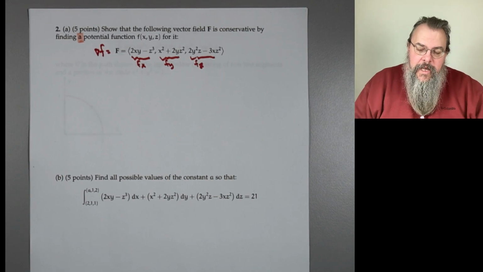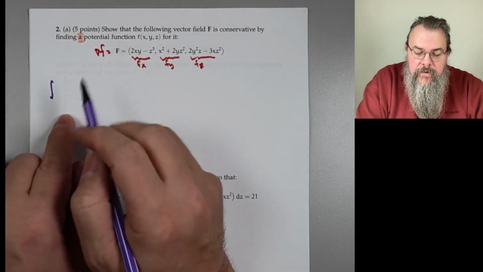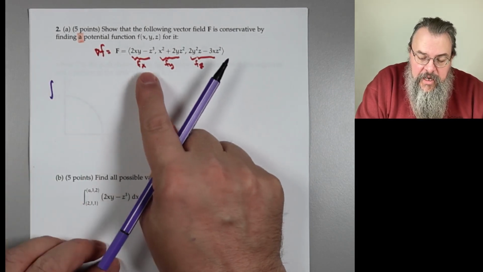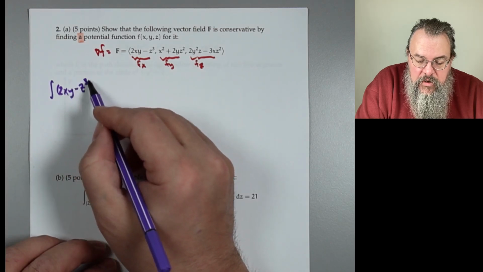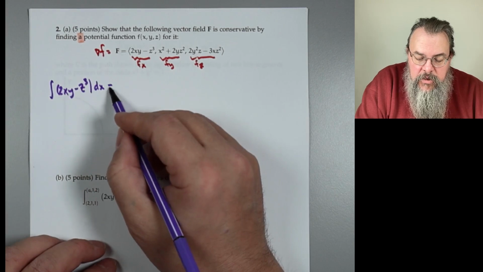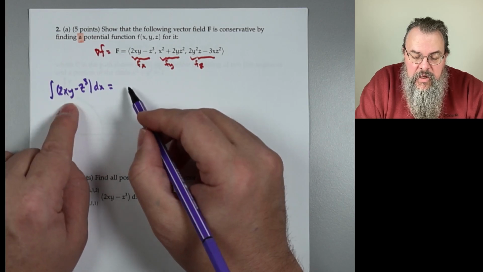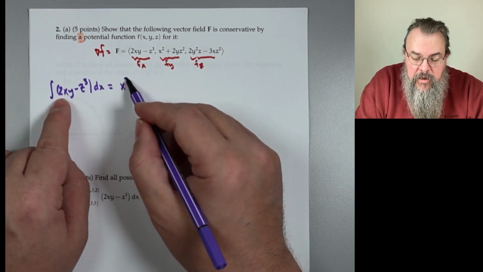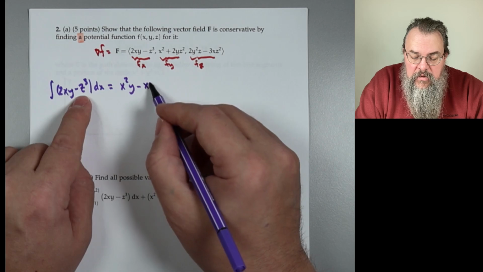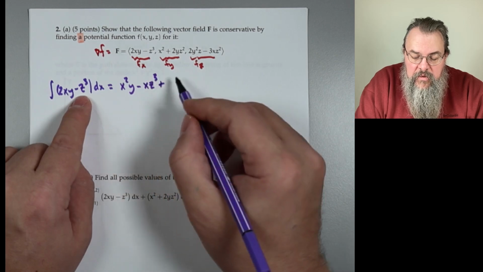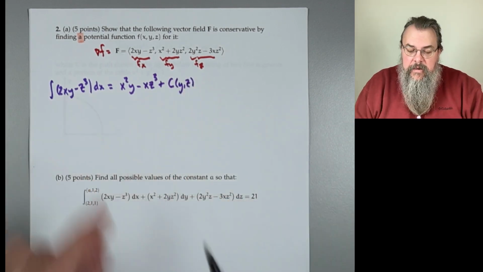And in particular, we say, well, hey, let's look at the following. We're going to look at the integral of f sub x with respect to x. So we're going to integrate 2xy minus z cubed dx. And if we do that, we're going to get integral with respect to x. So y and z are constants. So that would be x squared y minus x z cubed plus anything which only depends on y and z. So anything which is constant with respect to x.